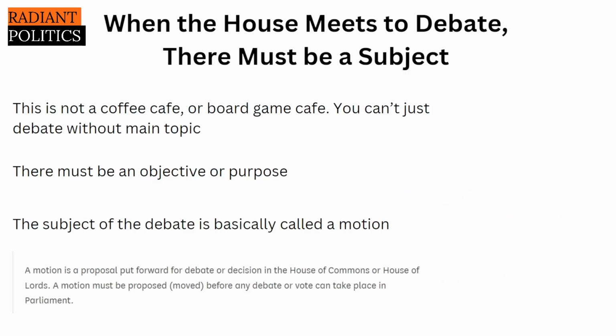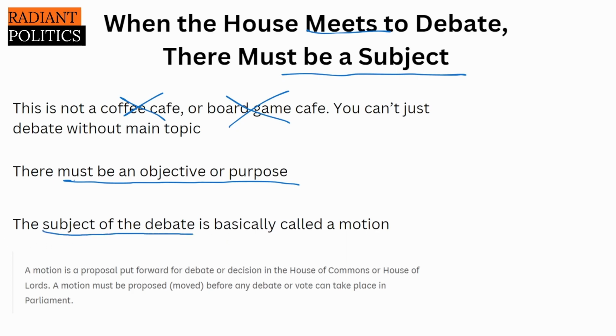When the House meets to debate, there must be a subject matter. The debate can't be without objective and purpose. This is not a coffee cafe. You can't just debate out of thin air. Basically, this may not be 100% factually correct, but the subject of the debate is basically called a motion.